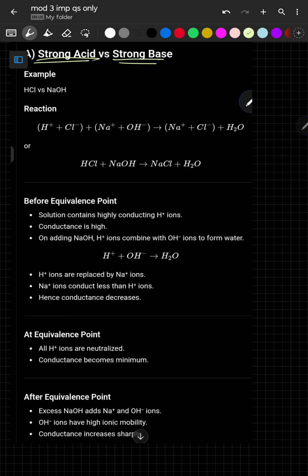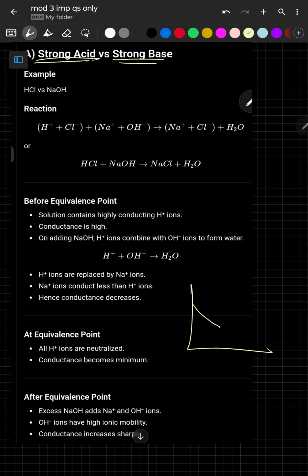Okay. The video is getting lengthy, but still I want to complete it. It'll take time, I told you in the beginning itself. So firstly, only HCl was there. Then we slowly started adding NaOH. H plus is getting replaced by Na plus. H plus is more conducting, and it is replaced by less conducting Na plus. So conductivity decreases.